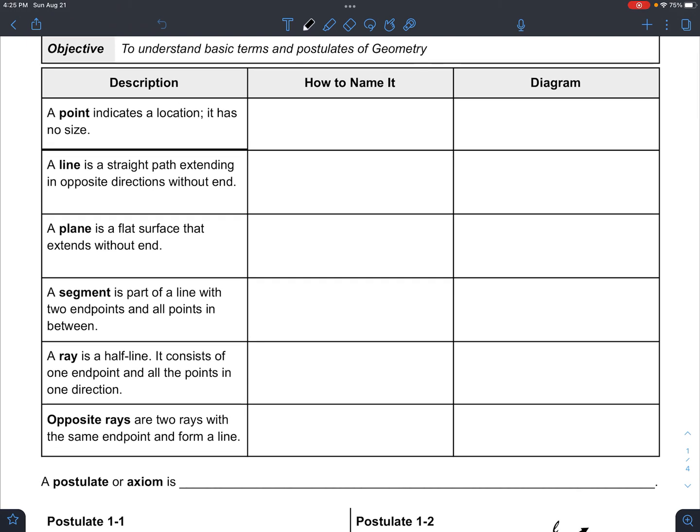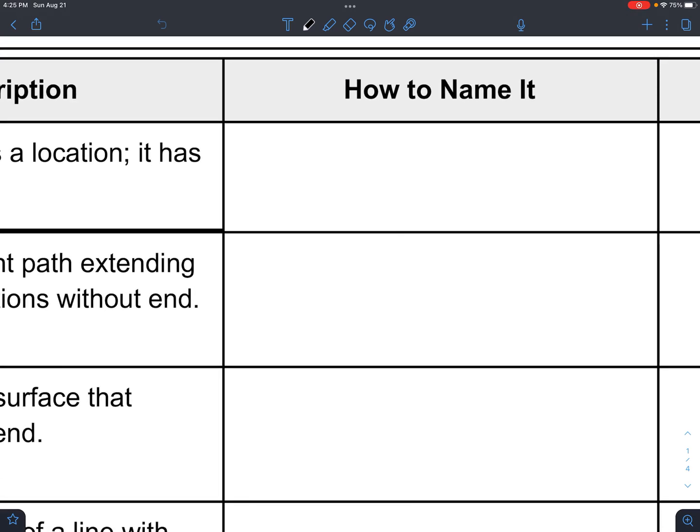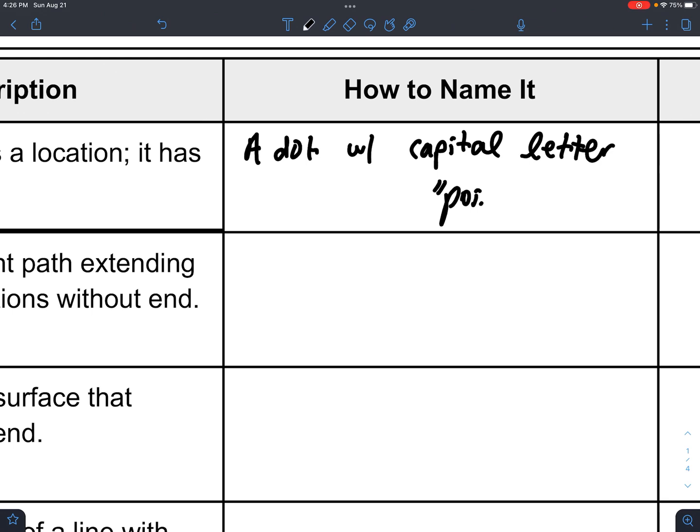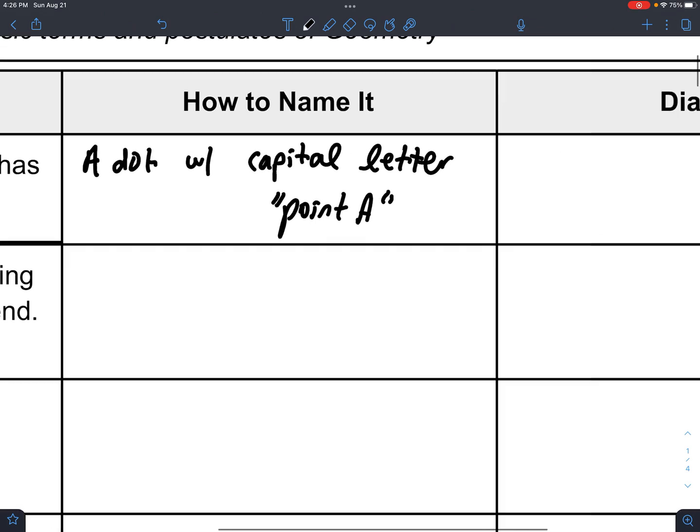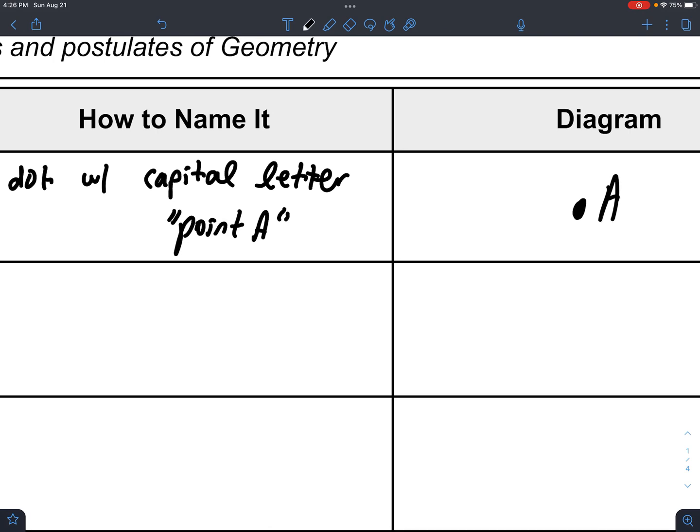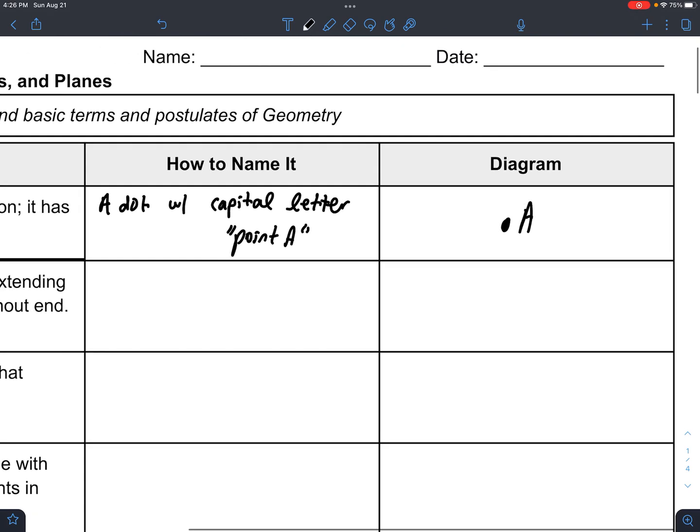So a point indicates a location. It has no size. To name it, we just use a capital letter and we just draw a dot and we call that a point. So a dot with a capital letter. And aloud, we would say just point A or point B. Okay? So something like that. And that's our diagram.